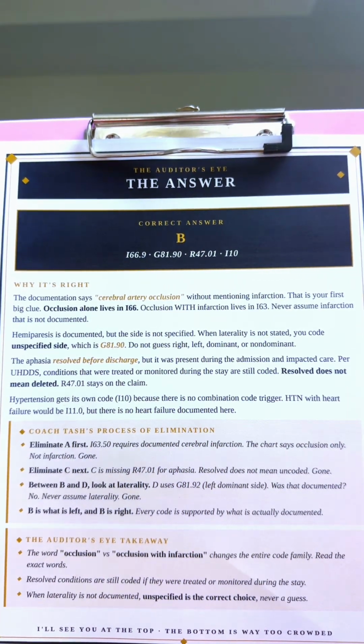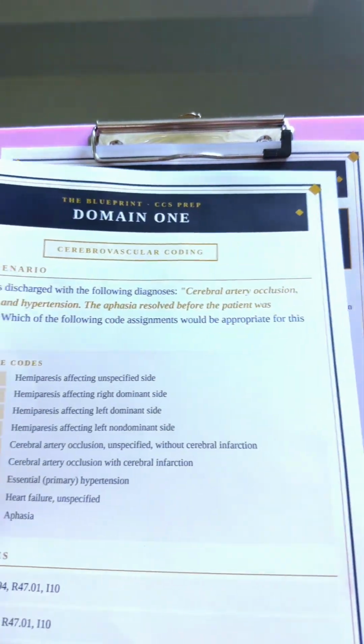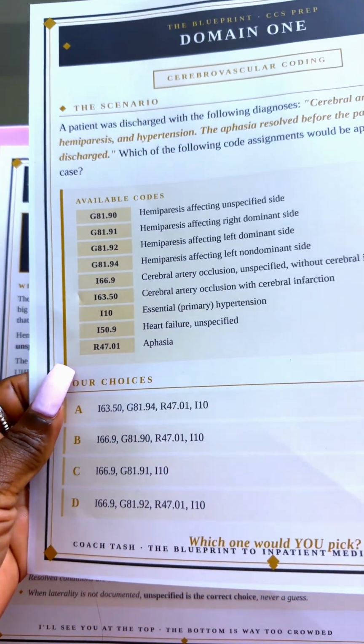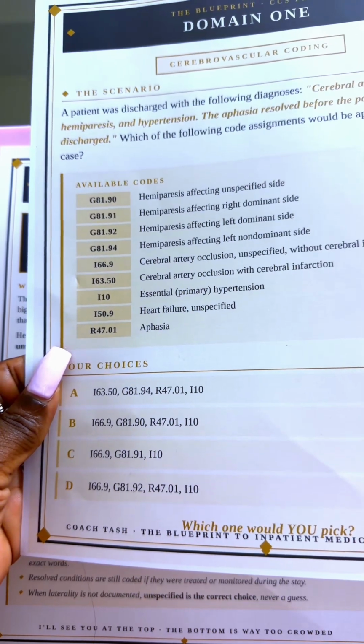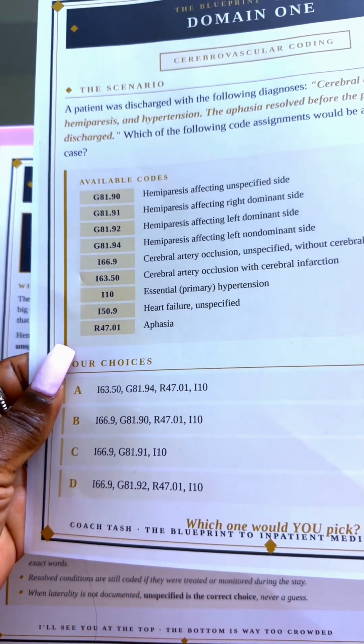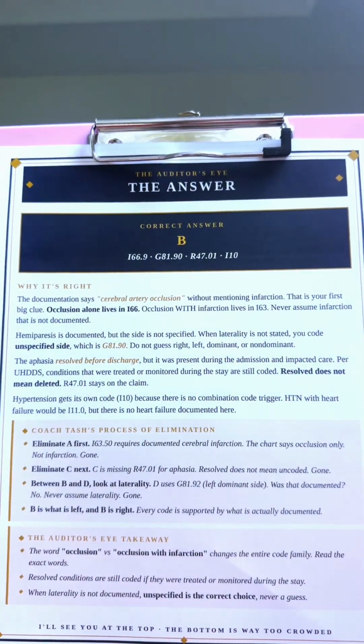Here's my process of elimination. I want you to always use this when you're going for your exam. Eliminate A first. I63.50 requires documented cerebral infarction. Let me bring up the answers real quick. So we're eliminating A. There was no stroke. Infarction is a stroke. So we eliminated A first.